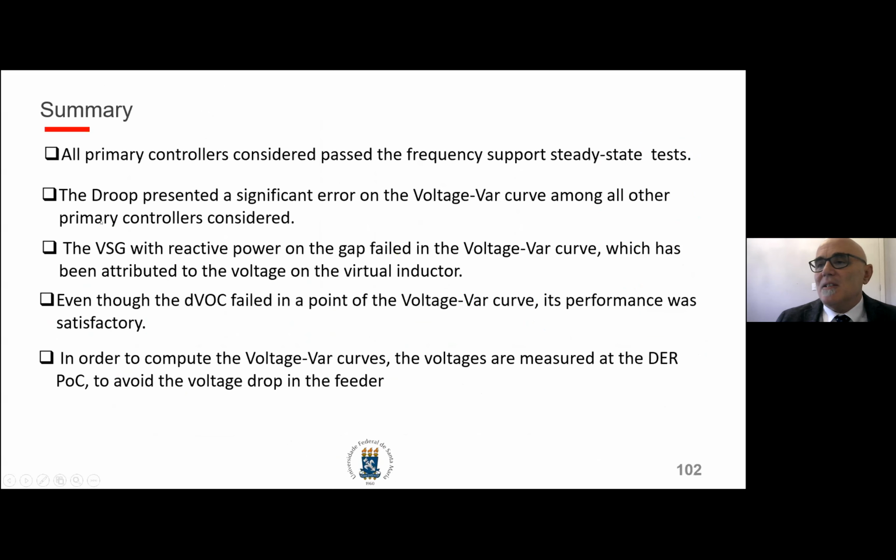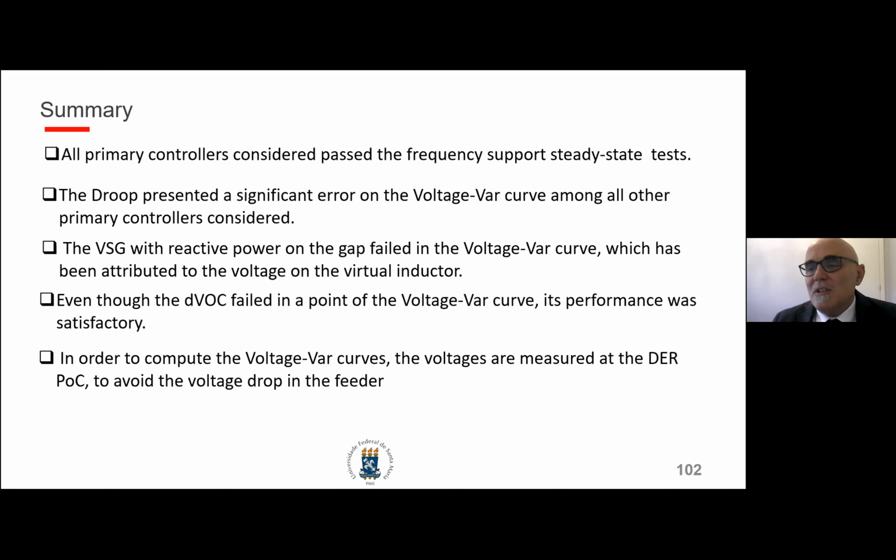So in summary, our primary controller is considered to pass the frequency support steady state test. In terms of frequency, all of them had 100% in the test that we have performed in steady state. The droop presents a significant error on the volt-var curve among all other primary controllers. We have already identified this using the steady state analysis, using small signals. So this was not a surprise, but the test revealed it.